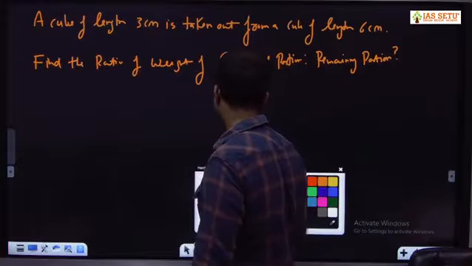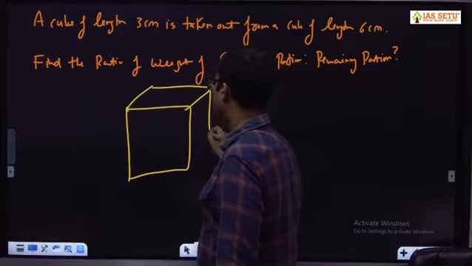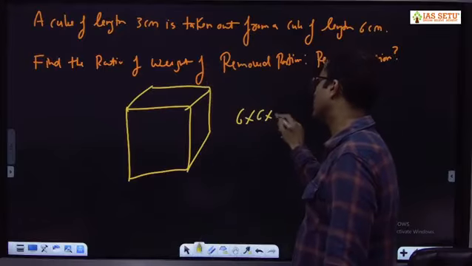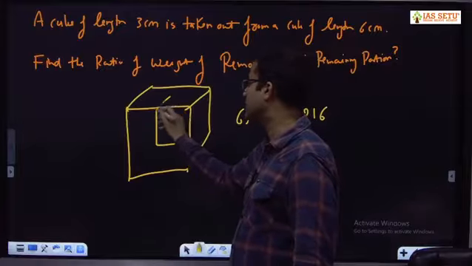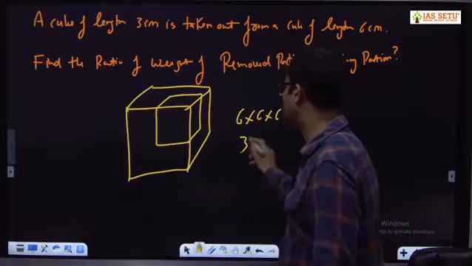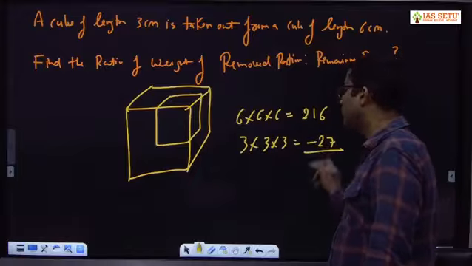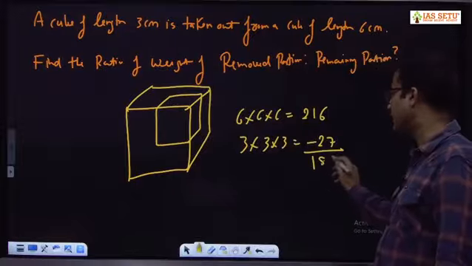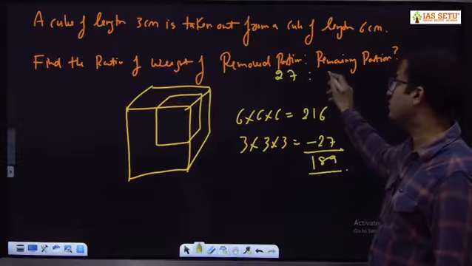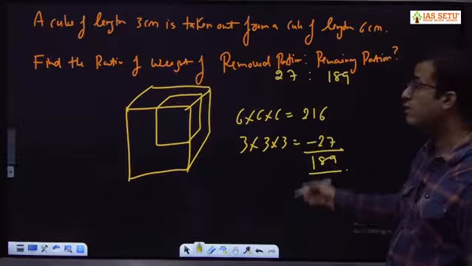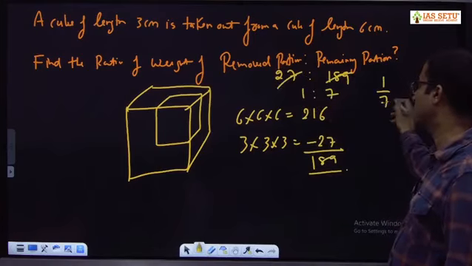It is 6 centimeter by 6 centimeter by 6 centimeter. So it is 6 into 6 into 6, 216 is original. You remove 3 centimeter by 3 centimeter by 3 centimeter. So what do we remove? 27. So here what is remaining? 189. So what is removed? 27, and what is remaining? 189. When you simplify, it will come 1:7, 1/7.